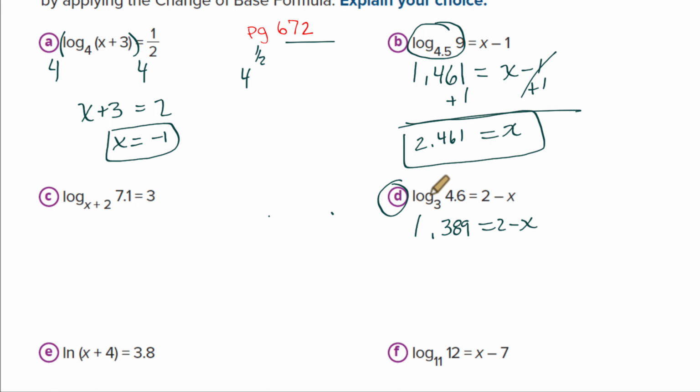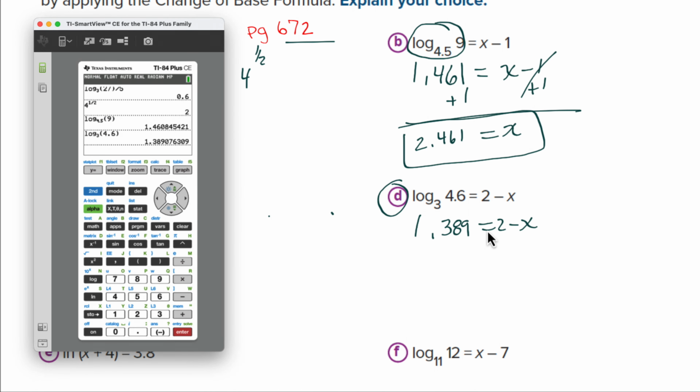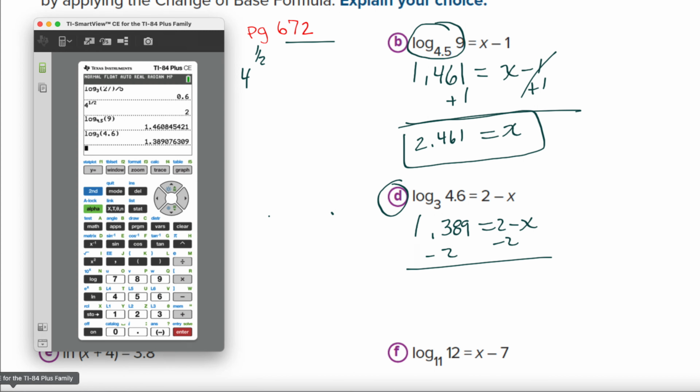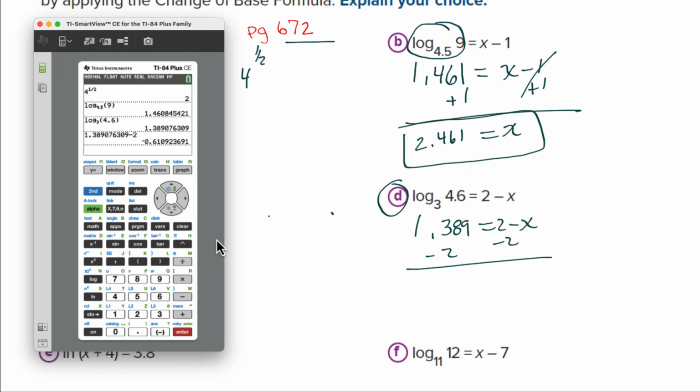So did you figure that out in your calculator? You get 1.389. Now we want to subtract 2 from each side, right? I'm just going to leave that number in my calculator, no need to round it or retype it. I can just scroll up and get that number, subtract 2, and hit enter. And I get -0.6109. So we'll just call it -0.611.